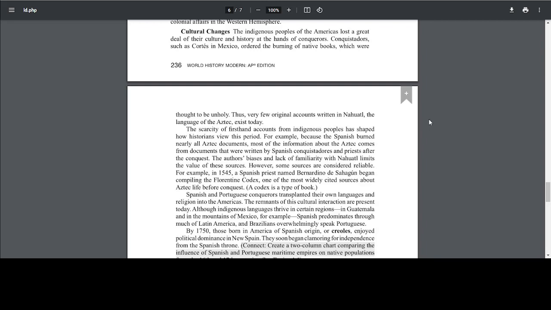However, some sources are considered reliable. For example, in 1545, a Spanish priest named Bernardino de Sahagún began compiling the Florentine Codex, one of the most widely cited sources about Aztec life before conquest. A codex is also a type of book, by the way, for those who don't know.